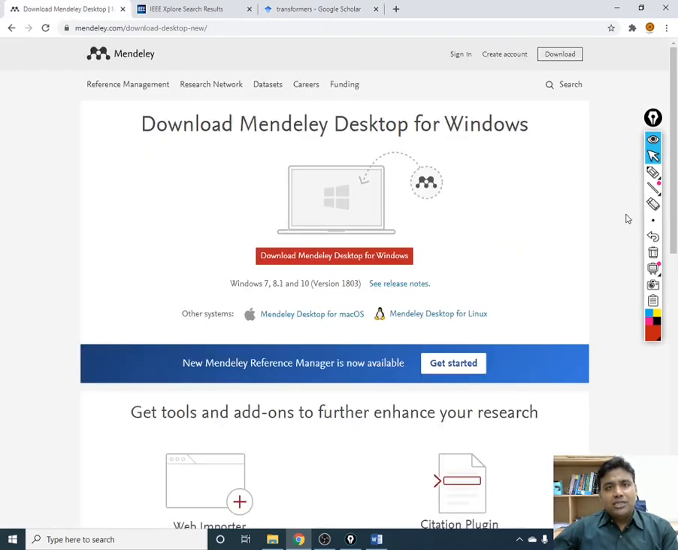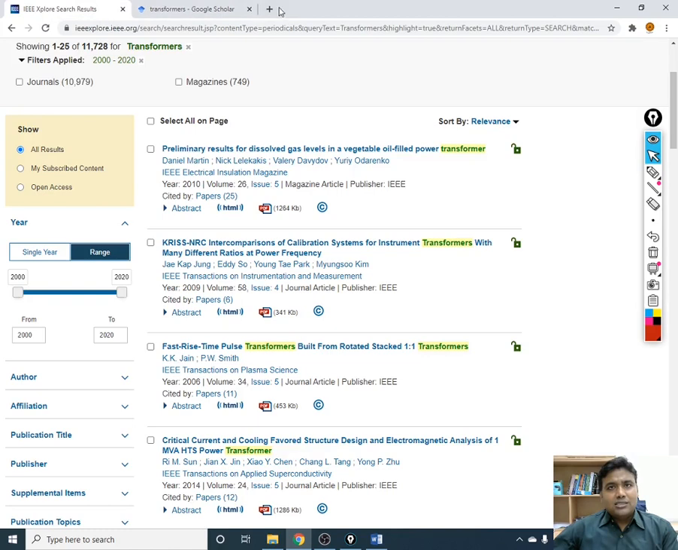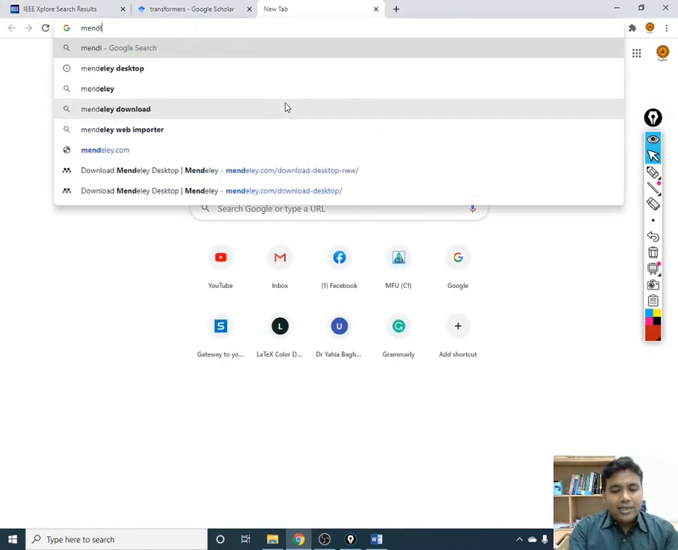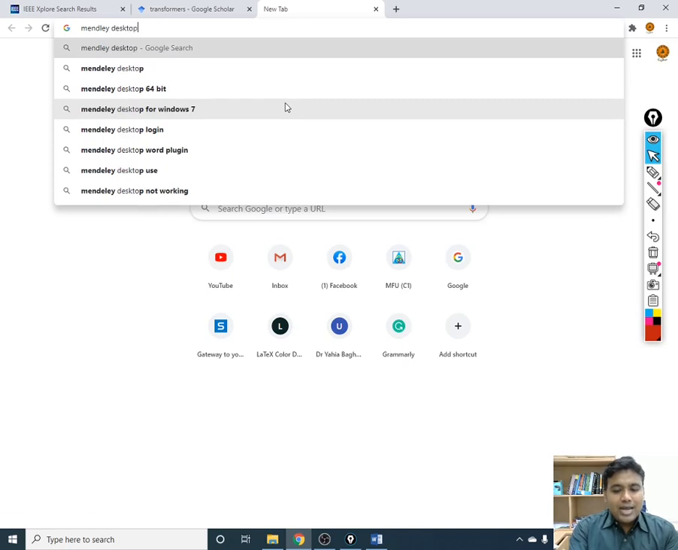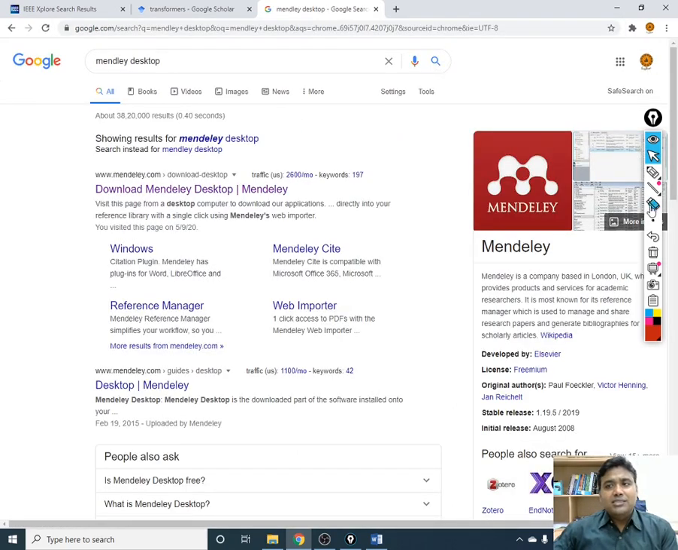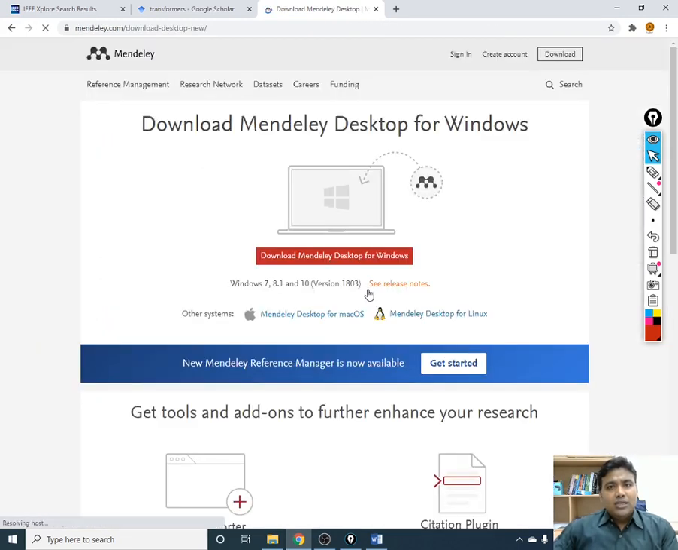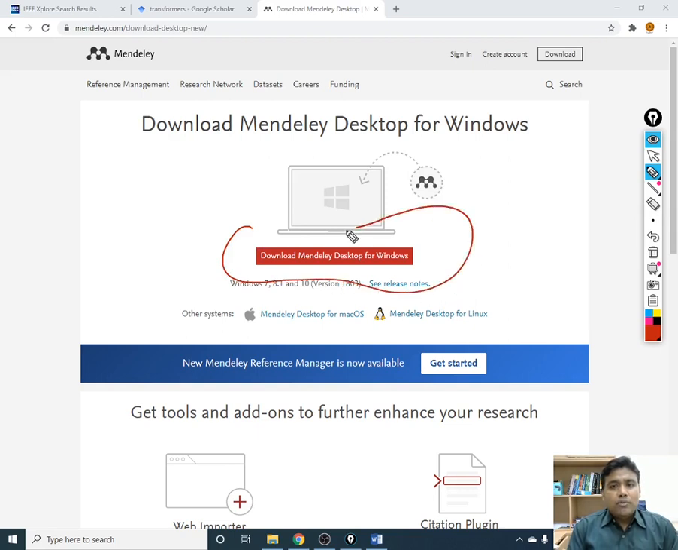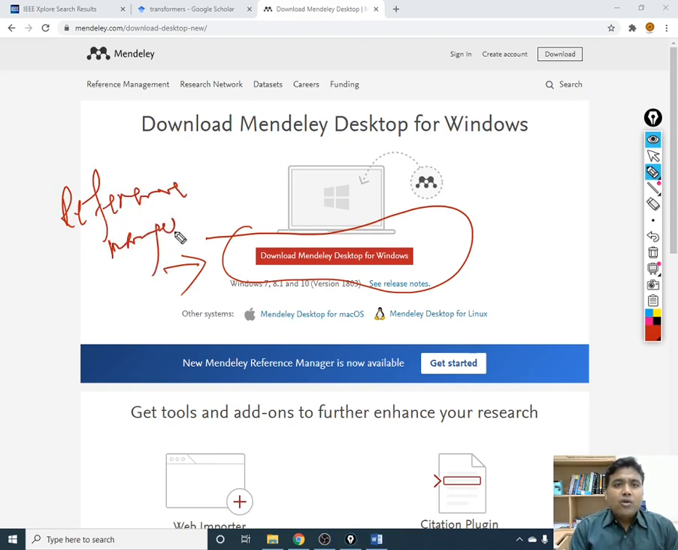suppose you have to download one reference manager. So just again I'll just show you, just type Mendeley desktop as the download manager. There are a lot of download managers available. So if you can download this reference manager, it will be very helpful and your research will be very organized. So if you download this Mendeley desktop for Windows, that will help you and it will be serving you as a reference manager.